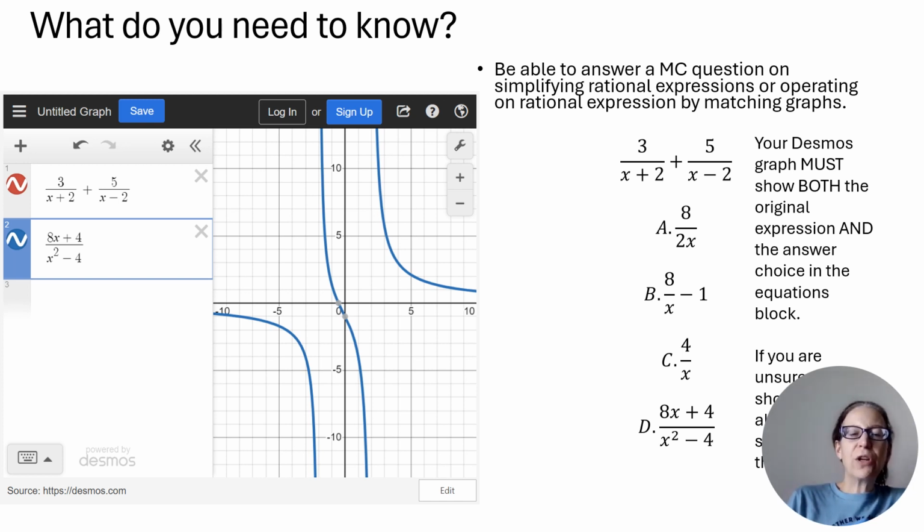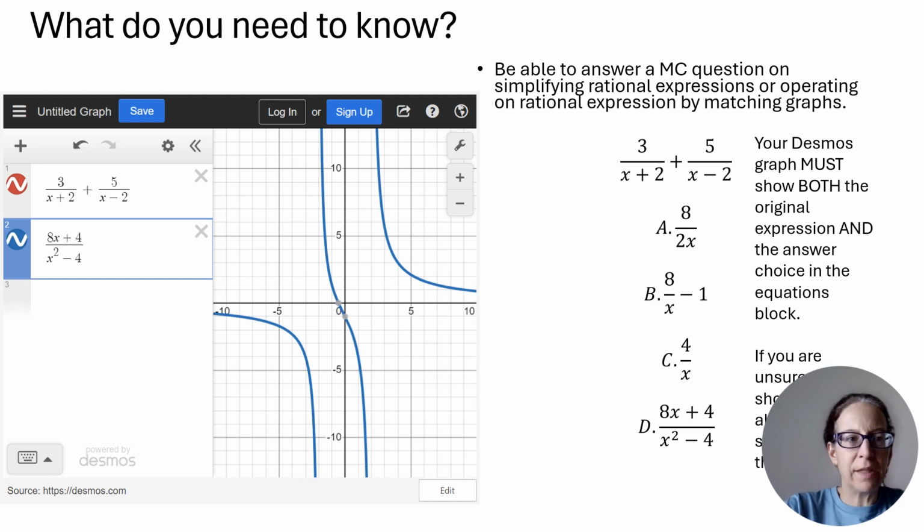Okay, so it could be used for either type. And notice it says your Desmos graph must show both the original expression and the answer choice in the equations block. I'll show you what I mean by that. So let's turn on the graphing calculator. If you are doing this using Desmos, and you're welcome to also do it by hand, but remember that you are on a time limit.